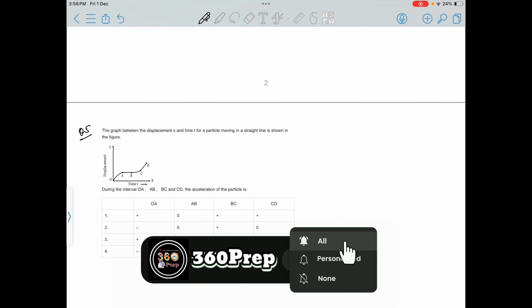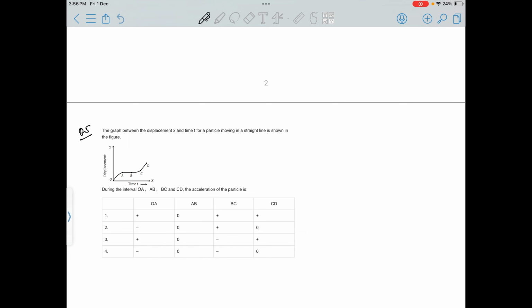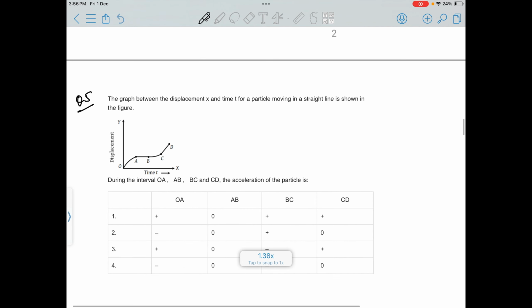Let's see question number 5. The graph between the displacement and time for a particle moving in a straight line is shown in the figure. We will solve this individually. Here dx by dt gives velocity. The velocity is changing and it is positive. The slope is positive. What is it asking? During the interval OA, AB, BC, the acceleration of the particle. It is asking about the acceleration.